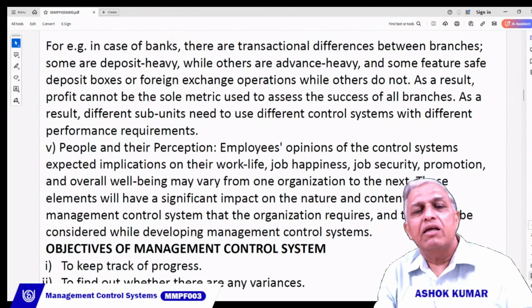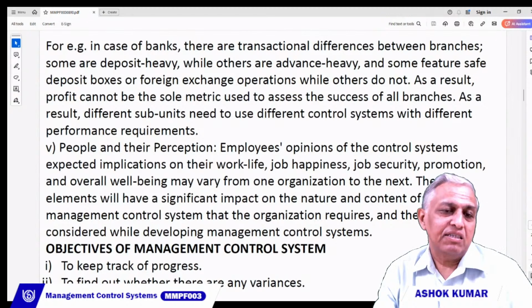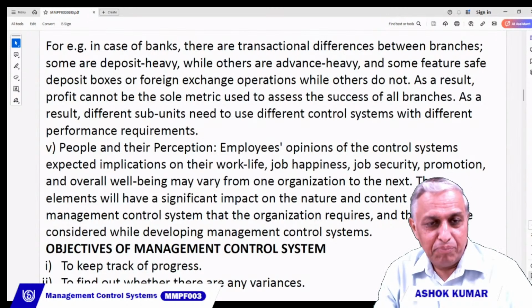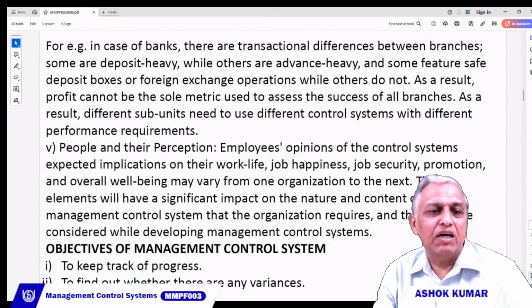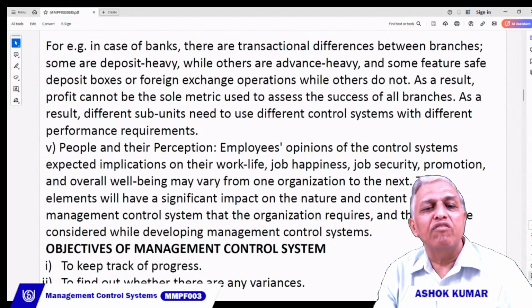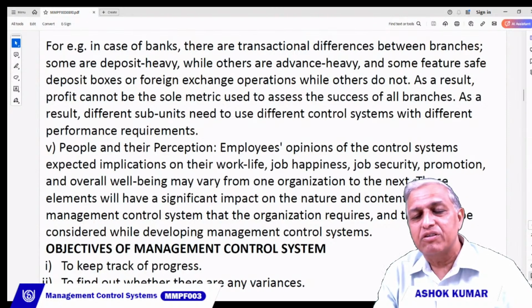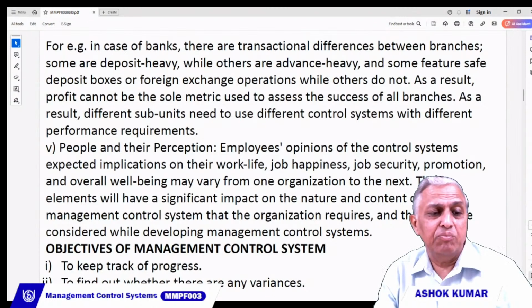Those who are deposit heavy are supposed to transmit that amount to the places where it could be advanced, so that at least the bank as a whole could have the profits. People and their perception: employees' opinion of the control system, expected implication on their work life, job happiness, job security, promotion, and overall well-being may vary from one organization to the next. These elements will have a significant impact on the nature and content of the management control system that the organization requires, and they must be considered while developing management control systems.